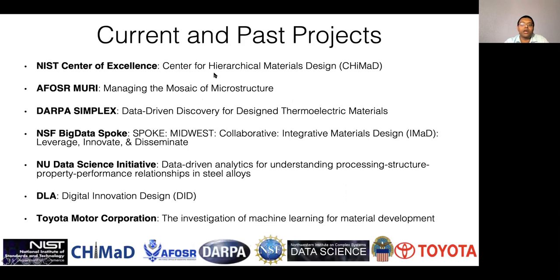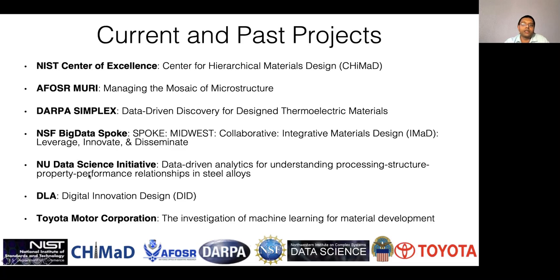For example, right now I am co-leading the artificial intelligence and high-performance data mining tool group at the Center for Hierarchical Materials Design, CHiMaD, which is a $60 million center of excellence sponsored by NIST. And then I was part of our Air Force project, which focused on the microstructure aspect of materials, a DARPA SIMPLEX project on thermoelectric materials. And currently I'm part of this NSF Big Data Spoke, the Midwest Spoke on integrated materials design.